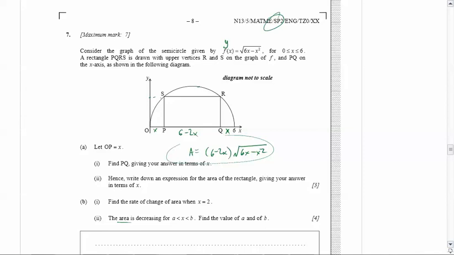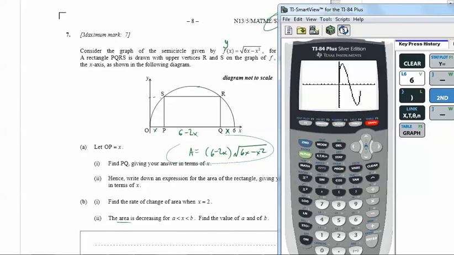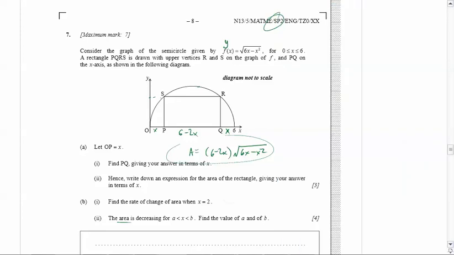Okay, you're welcome to use the derivative here. It is talking about a decreasing area, but you do have to be careful because a negative slope doesn't necessarily mean that the area is decreasing, because once it crosses that axis, I still have a negative slope, but now I've got a positive area. Okay, so keep that in mind.